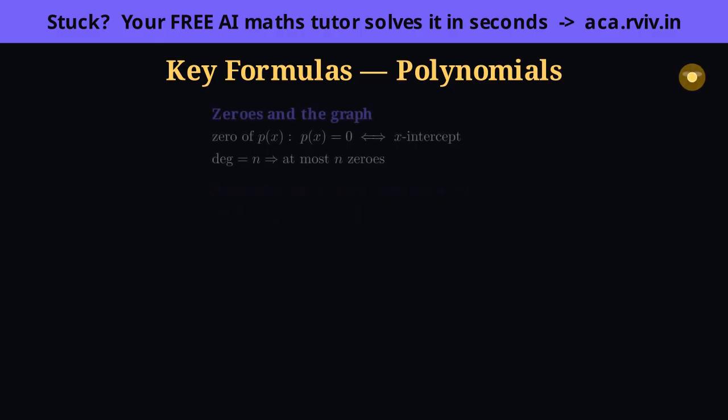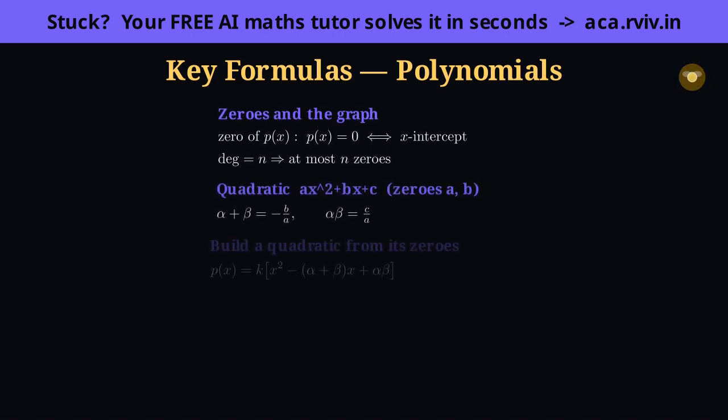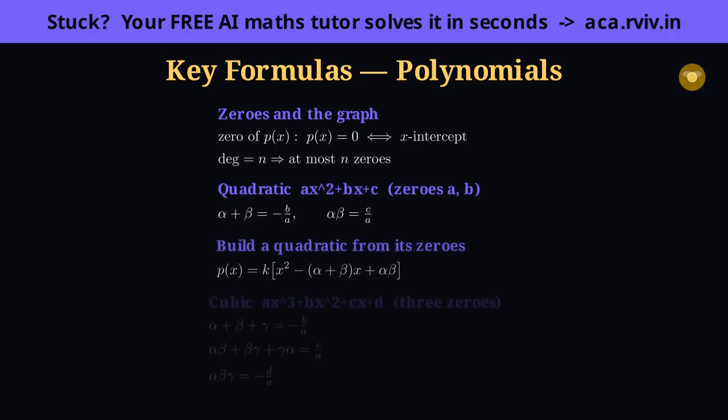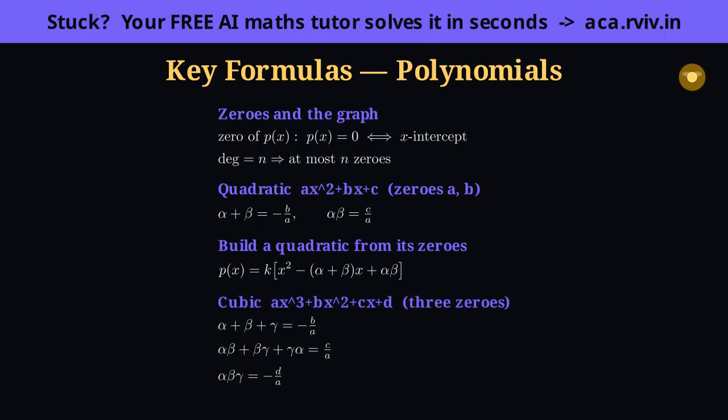To build a quadratic backwards, just read that expansion in reverse: drop the sum and product into x squared minus sum x plus product. And a cubic simply extends the same expansion one degree further. The sum is minus b over a, the pairwise sum is c over a, and the product of all three is minus d over a.